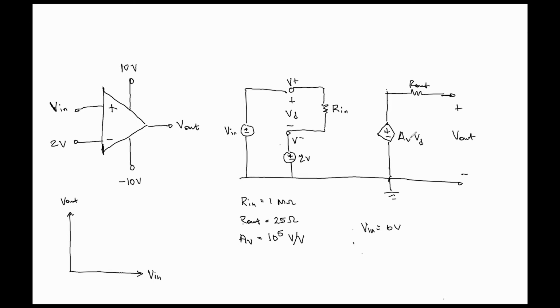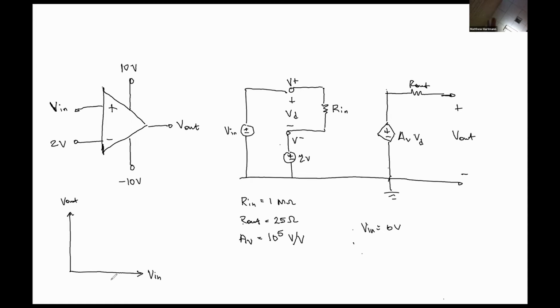0. Wait, no. So VD is defined as the voltage present at the non-inverting terminal minus the voltage present at the inverting terminal, right? Which would be 0 minus 2 volts, which is -2. So -2. Okay.